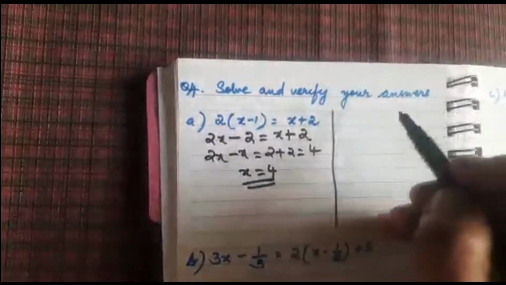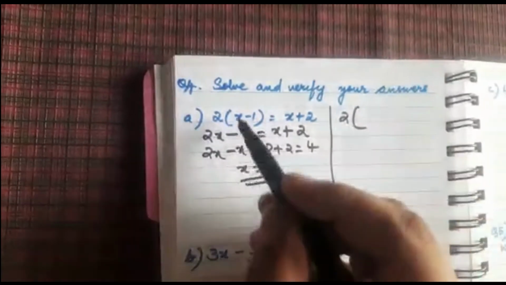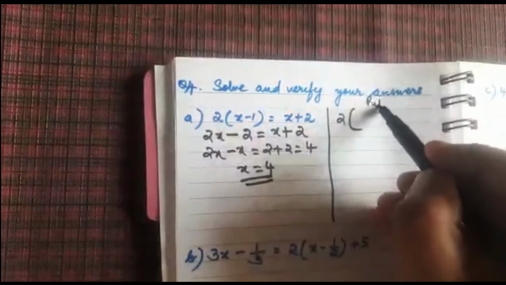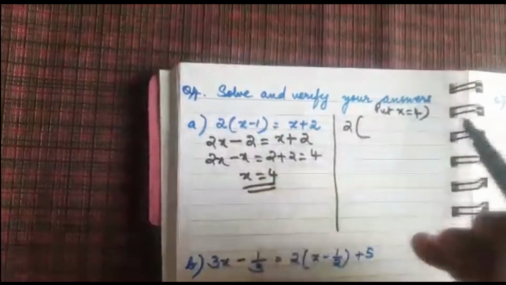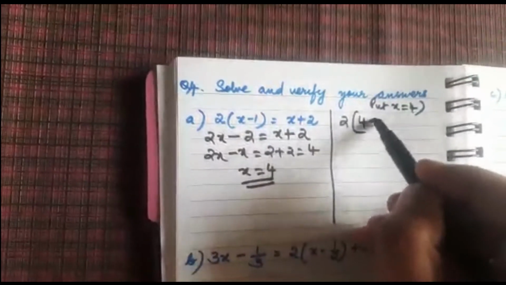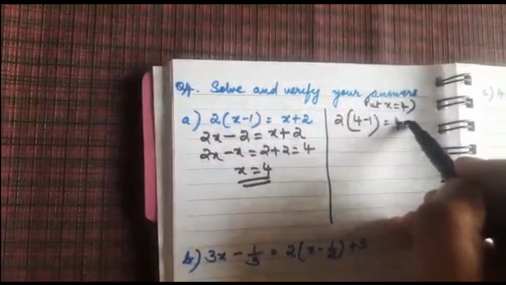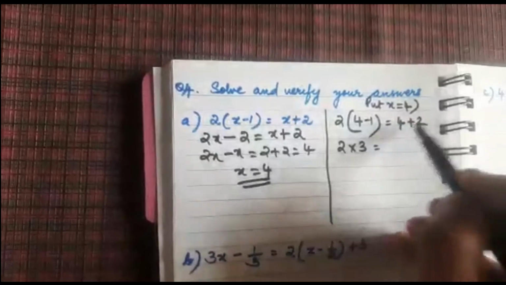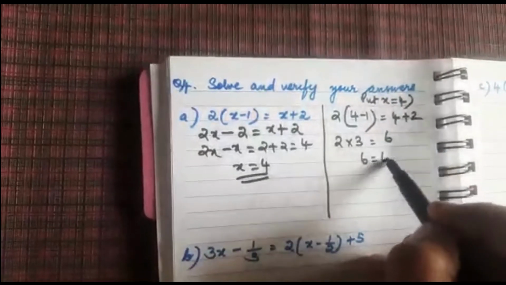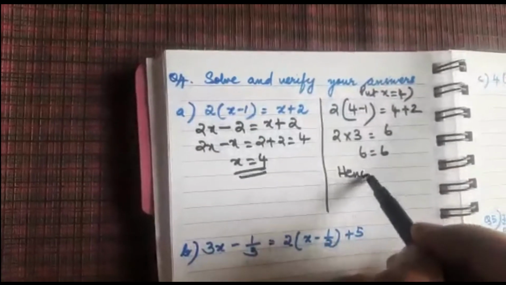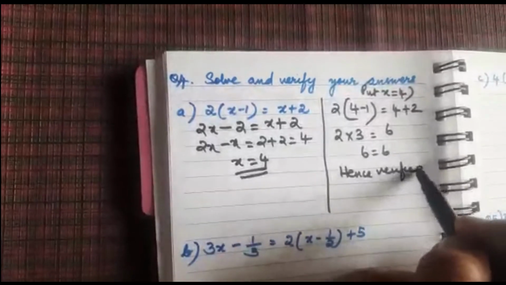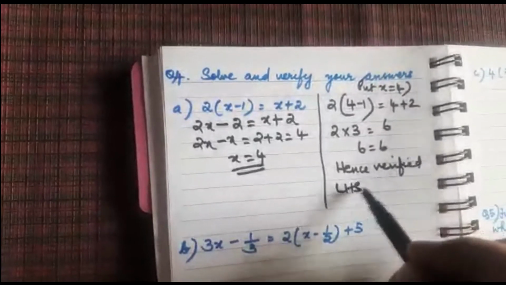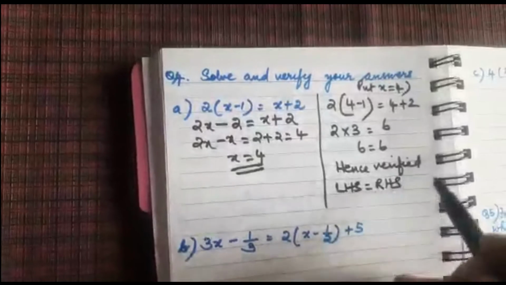Now verification. How will you verify? Whatever you put, x is equal to 4 in the equation. So x is equal to 4. So 4 minus 1, that is equal to 4 plus 2. What is 4 minus 1? 3. That is equal to 4 plus 2 is 6. So 6 is equal to 6. Hence verified. You have verified that LHS is equal to RHS. You have verified, isn't it?